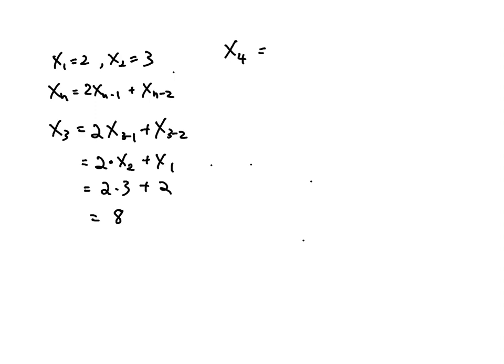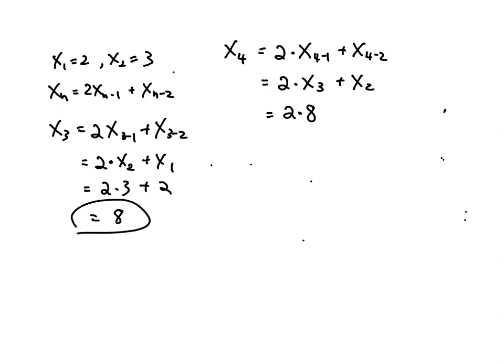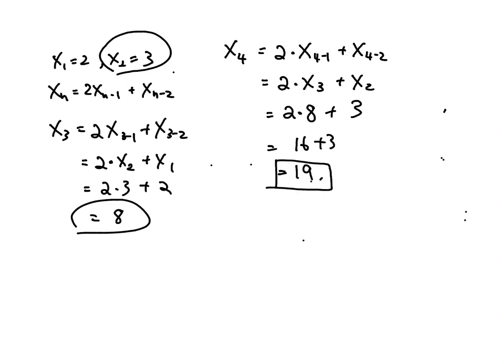A little bit awkward, right? Because now we got 2 terms we got to worry about. So x sub 4. X sub 4 means 2 times x sub 4 minus 1 plus x sub 4 minus 2, which means 2 times x sub 3 plus x sub 2. We know x sub 3 is 8, so 2 times 8 plus x sub 2, which we know is 3. So this is 16 plus 3, which is 19. Okay, a little bit different. It's just slightly different.